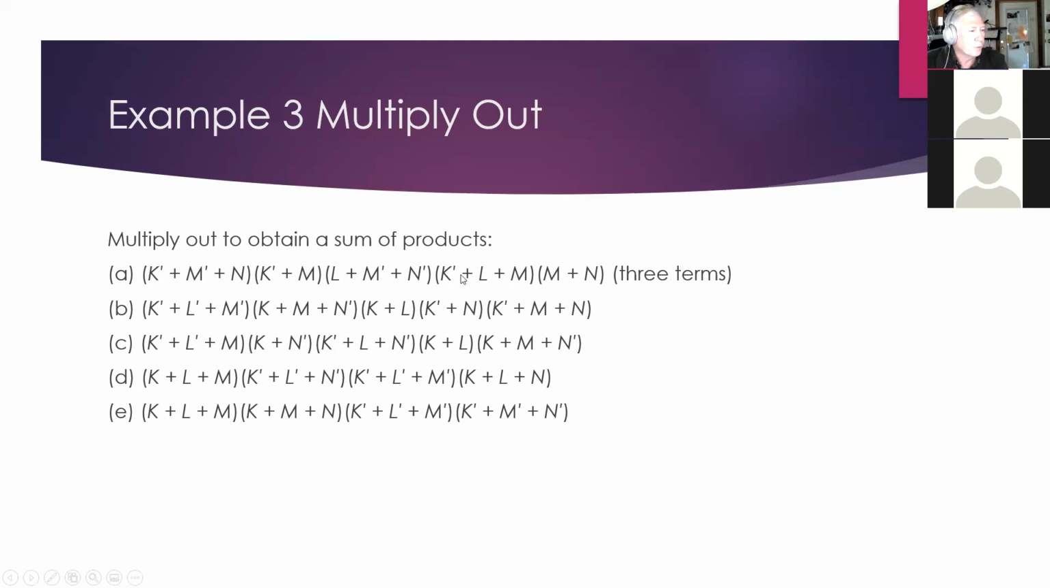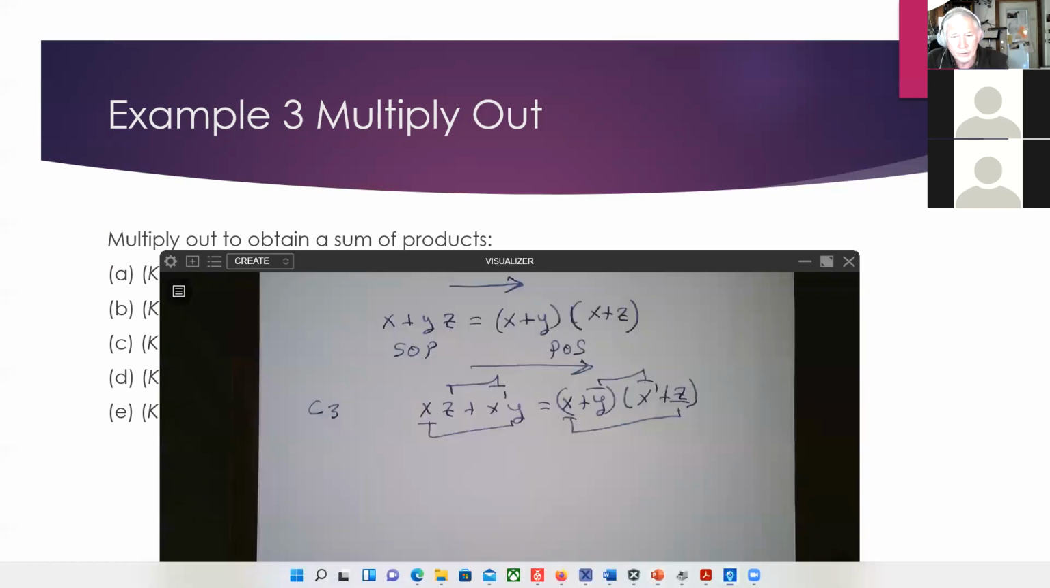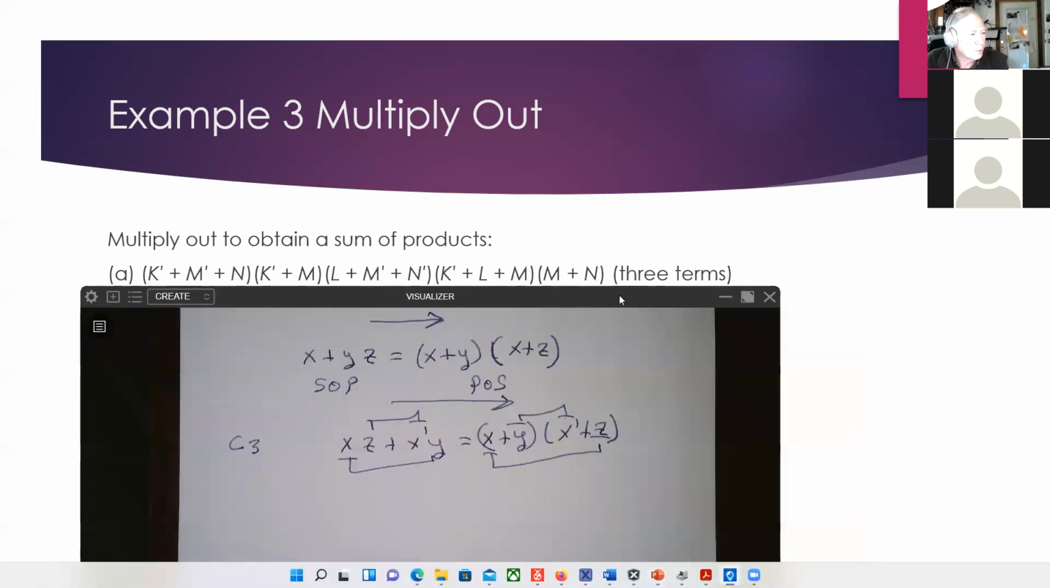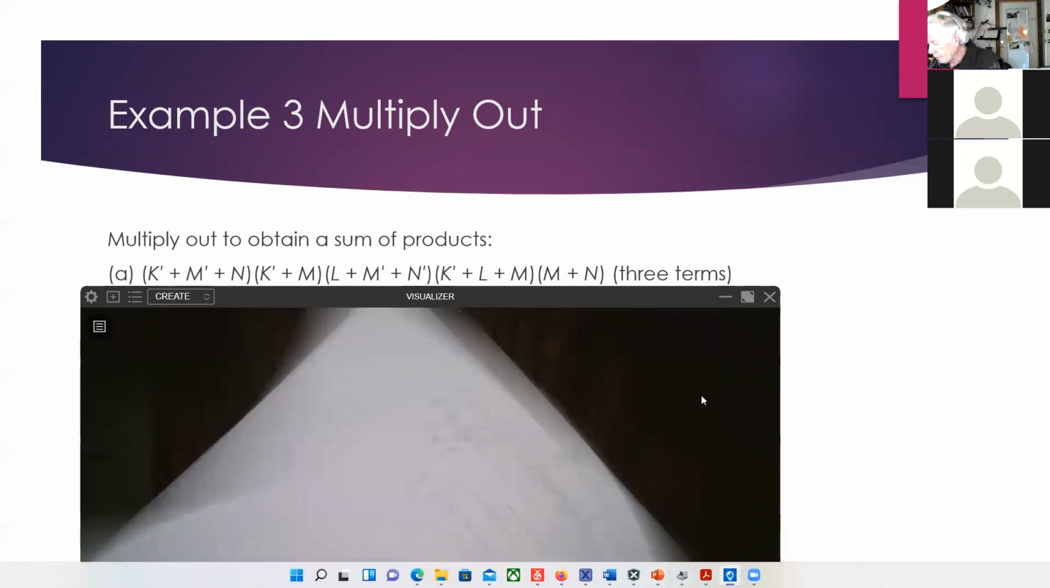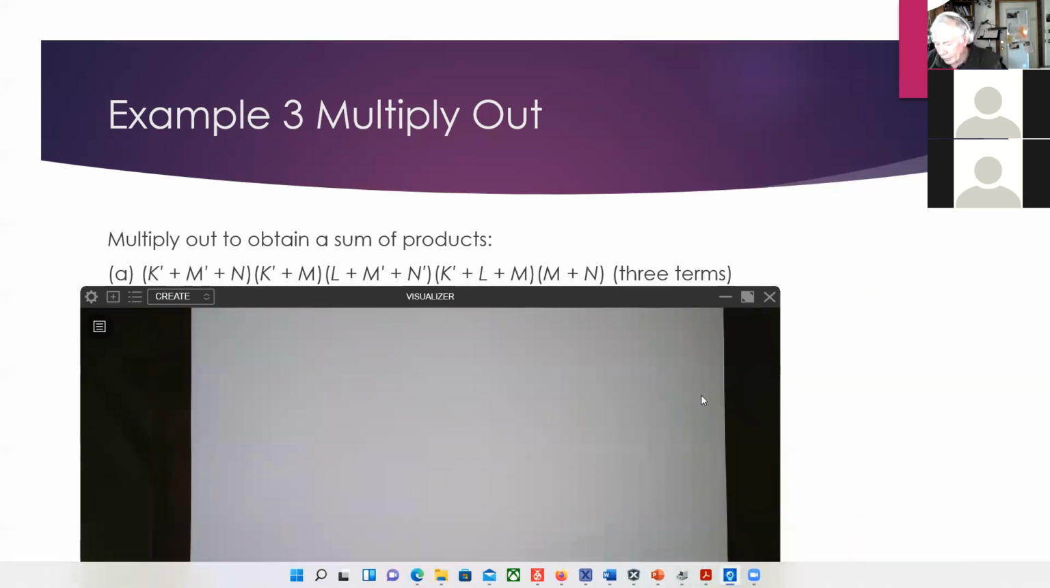So if you look at this form, it is in POS form now, right? And we want to go to SOP. We call that multiplying out. So the first thing to do is to inspect it to see if there's any hope that we can eliminate some terms. As you look at this, do you see any? So we might want to apply one of our theorems.